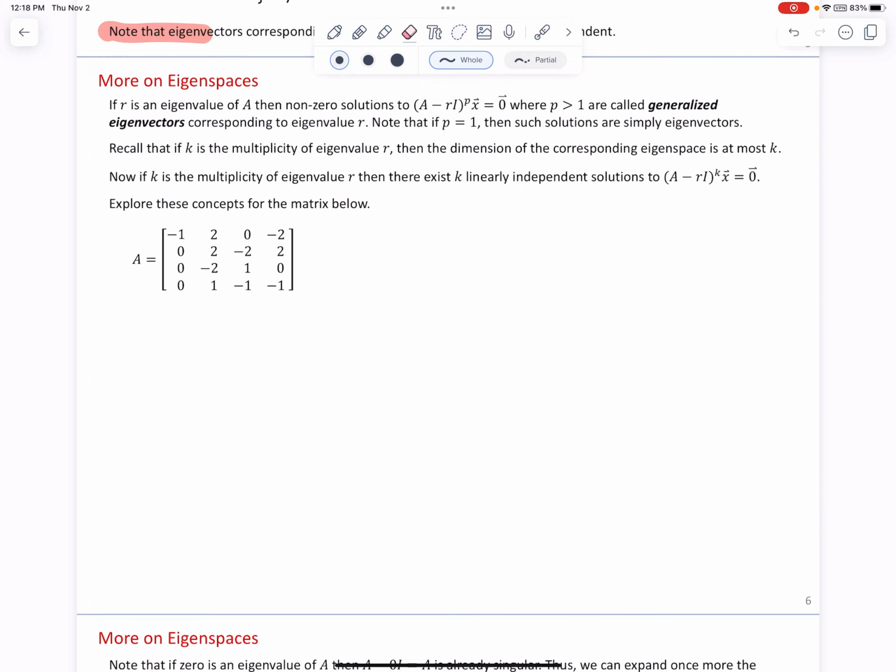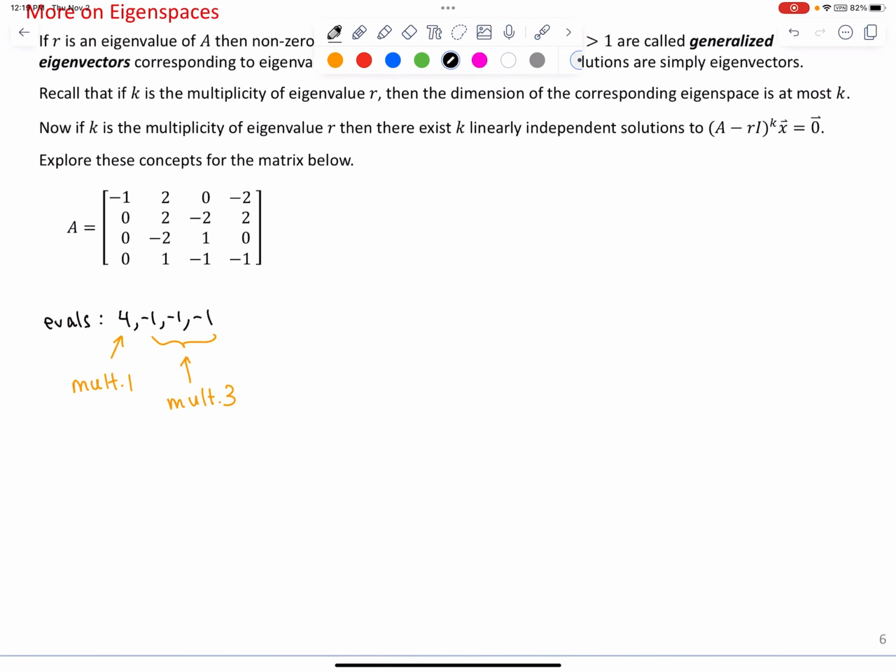Let's explore these concepts for the matrix below. This is the same 4x4 matrix we looked at on the previous slide, except I'm calling it A now instead of B. We had already found the eigenvalues: 4, and then -1 with multiplicity 3. So let's explore the first eigenvalue, 4. In this case, the k referred to in our notes is the multiplicity of this eigenvalue, which is 1.